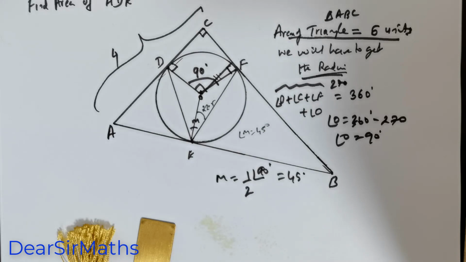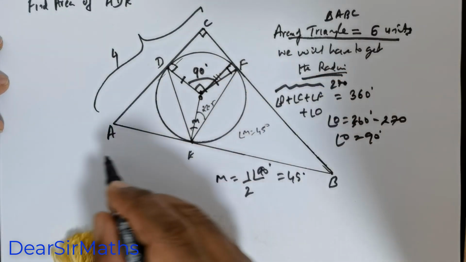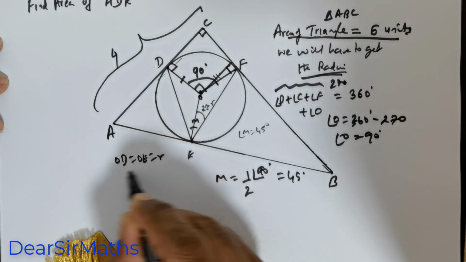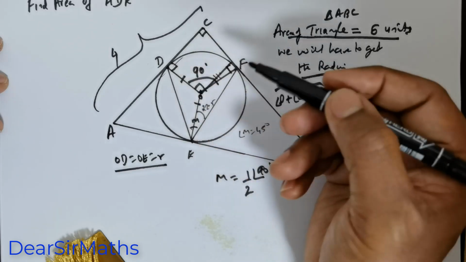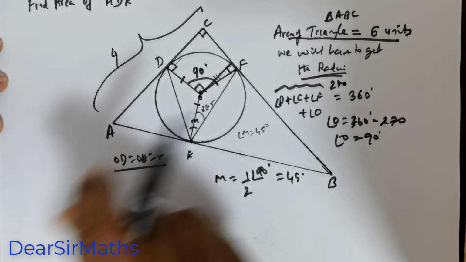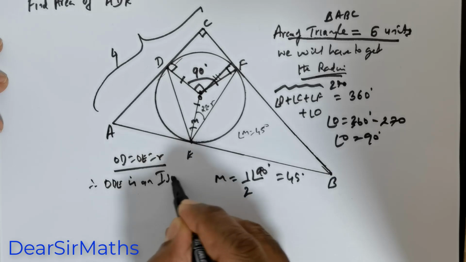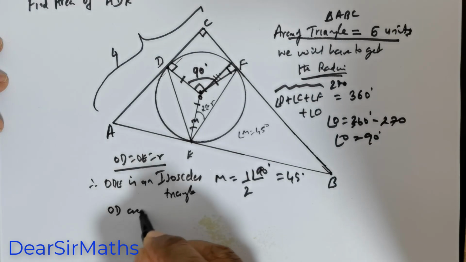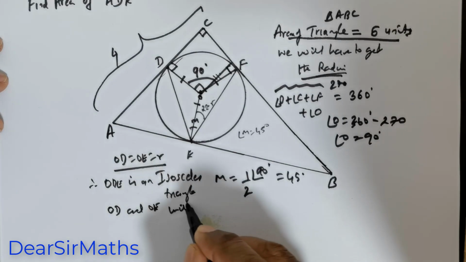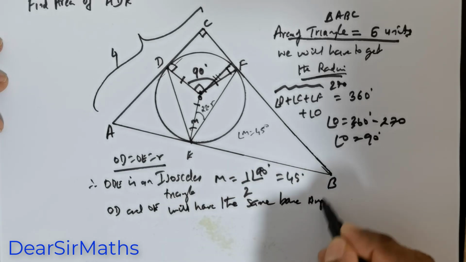Okay. Now clearly you see that over here, this is the radius. OD is the radius and OE is the radius. Now OD is equal to OE is equal to R. Both of them are radius. So that means two sides are equal, OD is equal to OE. That means this entire triangle ODE is an isosceles triangle, right? Now that means OD and OE will have the same base angle.